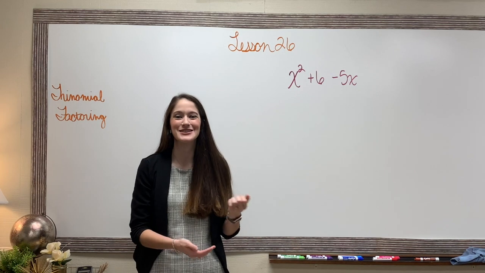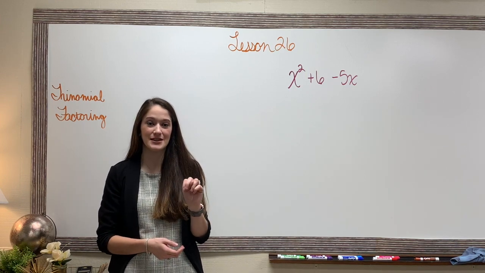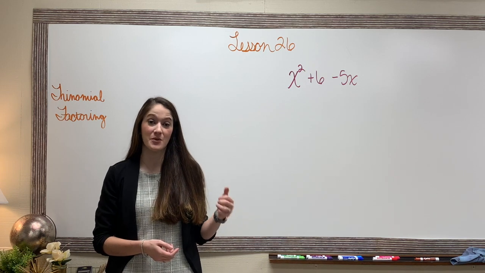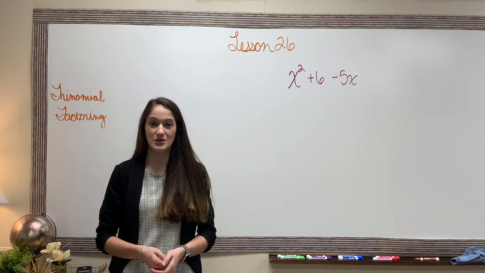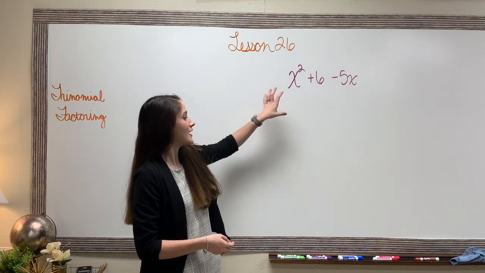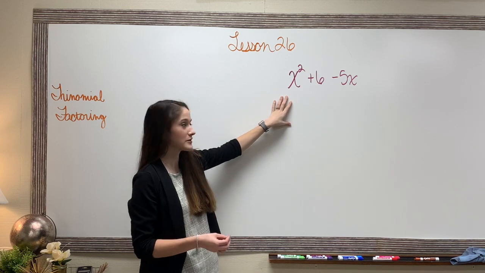All right, welcome back. This is lesson 26 of Conquering Algebra 2. Two concepts in this lesson. In the later part of this lesson, we're going to talk about overlapping triangles and how to use those proportions to find the missing sides of triangles. And then in this one, we're going to talk about factoring trinomials.